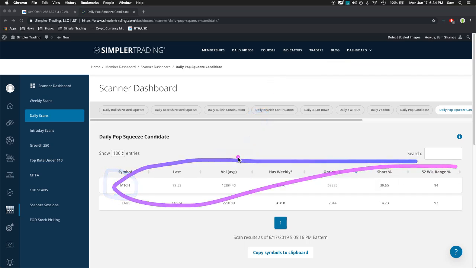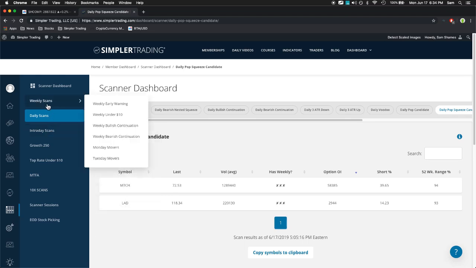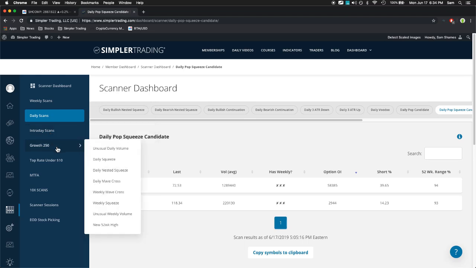So really interesting one. For the intraday scan, it's the exact same idea, but this is more so for your intraday traders who want faster ins and outs. Really, it just depends on your personality. If you like slower, we have weekly, daily, intraday. You can choose your speed, but the idea is the same. Another one that you shouldn't miss out on here is the Growth 250.